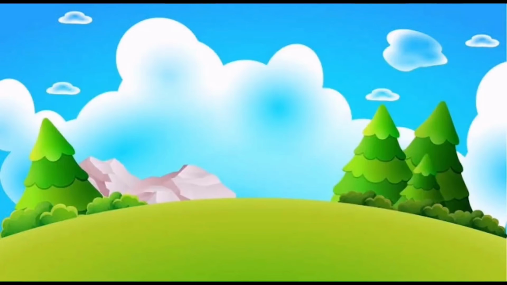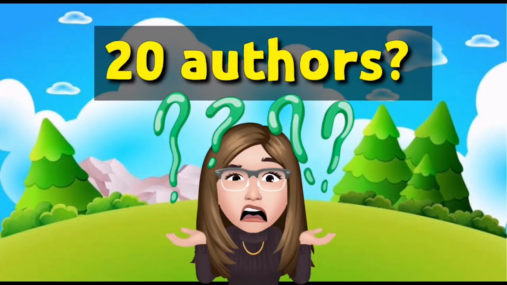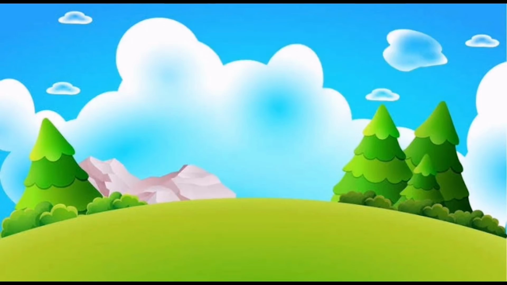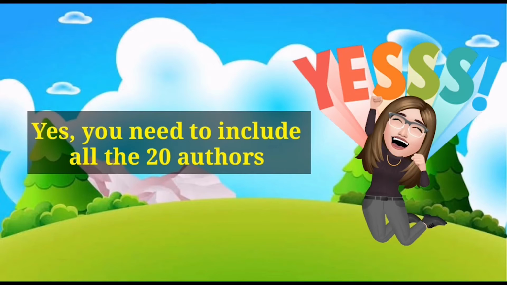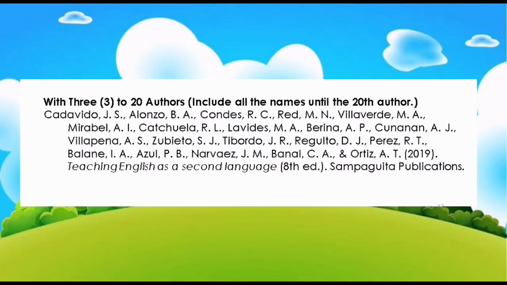This is maybe the most difficult. To cite 20 authors. How can we do that? Do we need to include all the 20 authors? Yes, we need to write all the names until the 20th author. This is the example. As you can see, we have 20 authors.